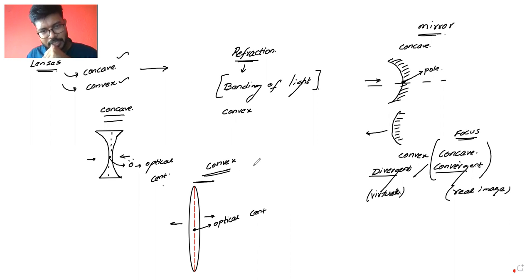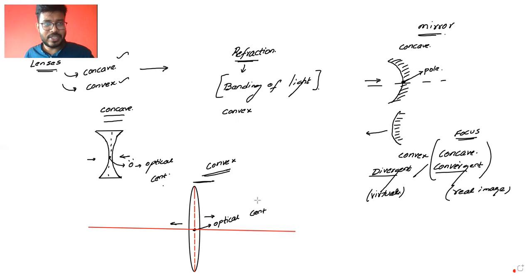Convex. We are going to discuss your convergent rays. So we call it your convergence. Let's see that. So first of all, before discussing the convergence or divergence, you have to understand the definitions as well as your notations from your lenses.